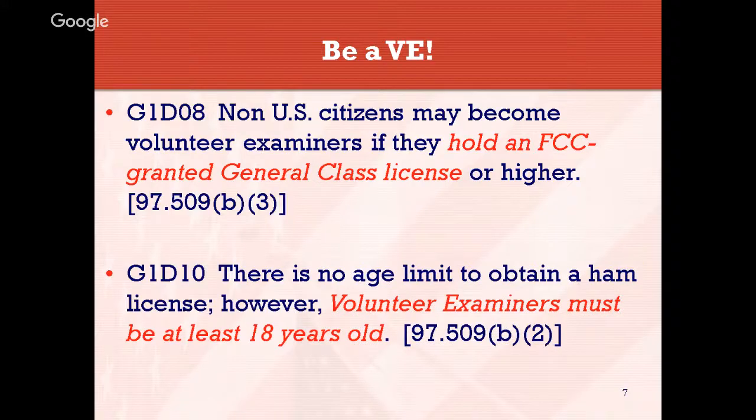So there is no age limit to obtain a ham license. However, volunteer examiners must be at least 18 years old. And the youngest that I know of was about 5 years old when they got their ham license. And of course, that had to be a special circumstance, with the kid just kind of learning and being presented the information and then sitting down and being asked the questions. He had to answer those questions all by himself, even though they were read by a volunteer examiner. There was no coaching, no coaxing or anything.